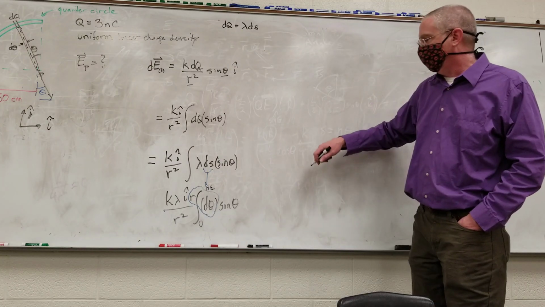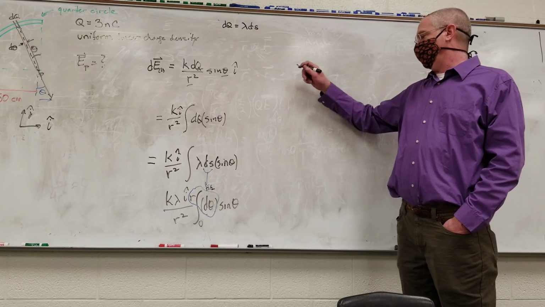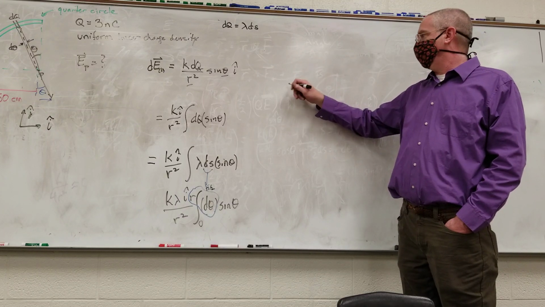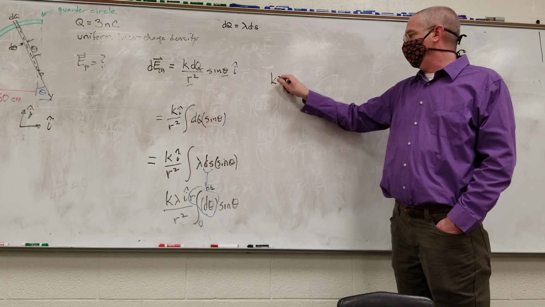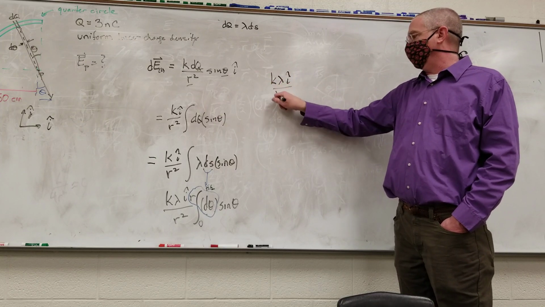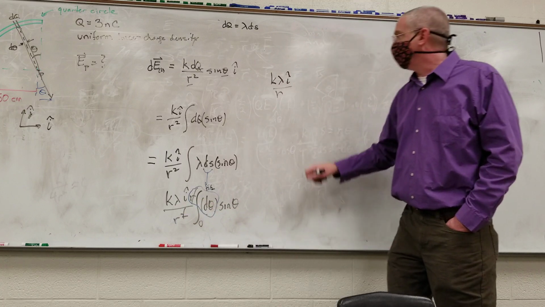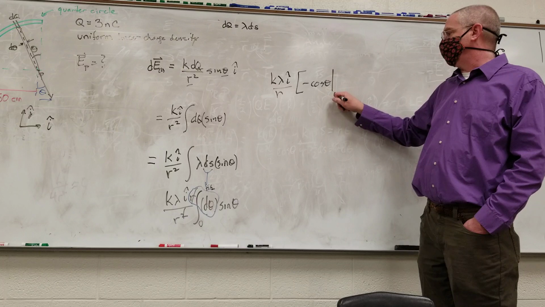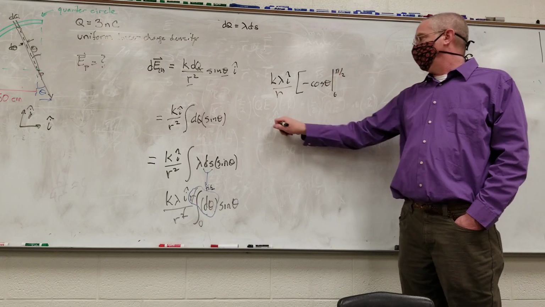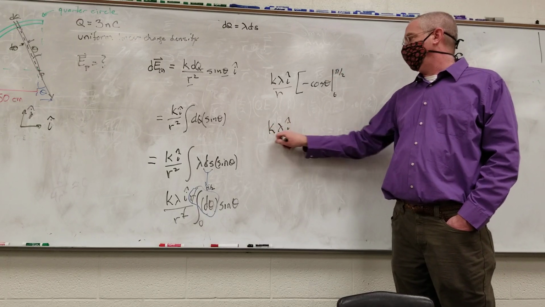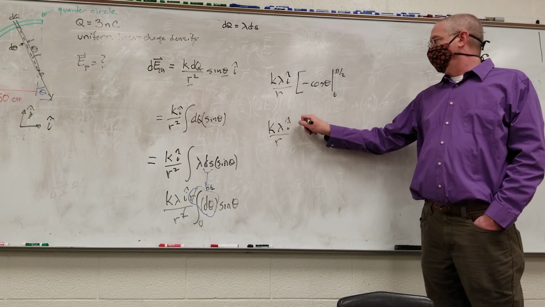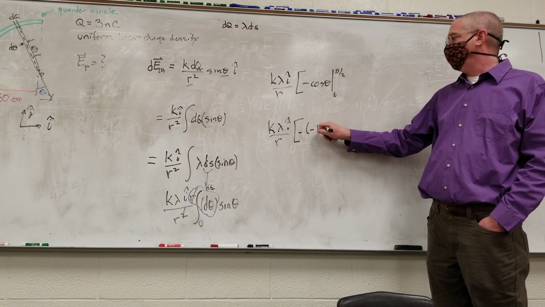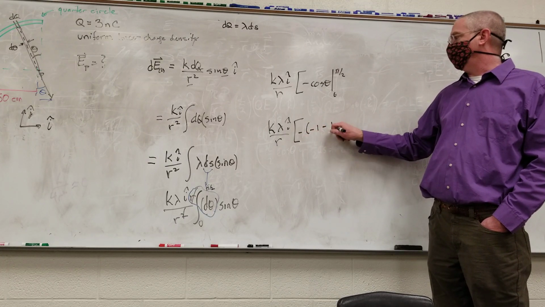And so now, the integral of sine theta is, constant, negative cosine. So I have K lambda i hat over R, because that R cancels out with one of those, times negative cosine of theta from 0 to pi over 2. So I have K lambda i hat over R times negative 1 minus 1.